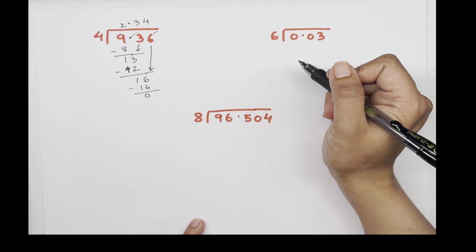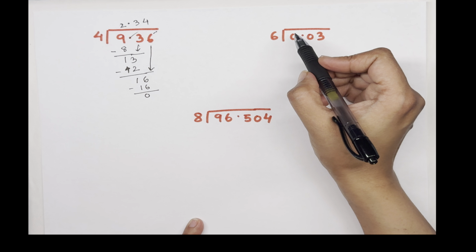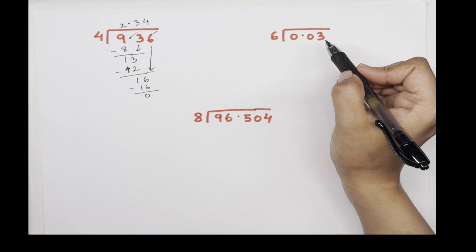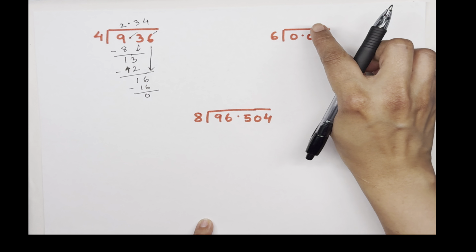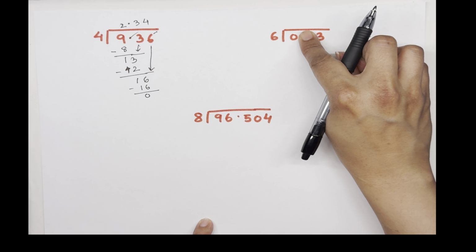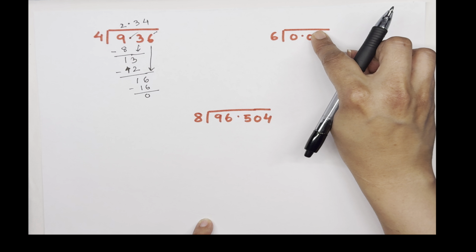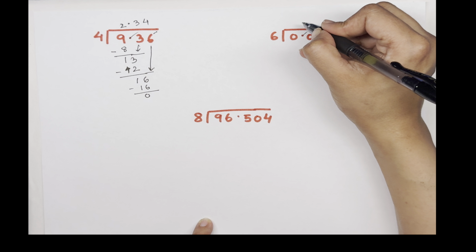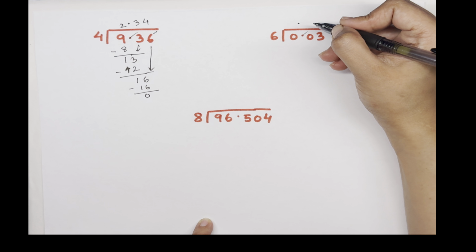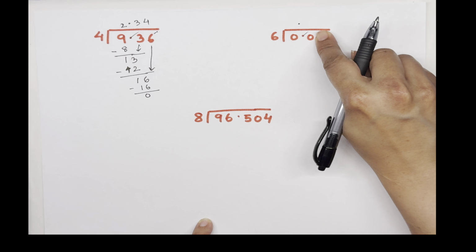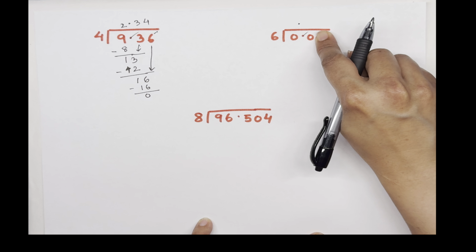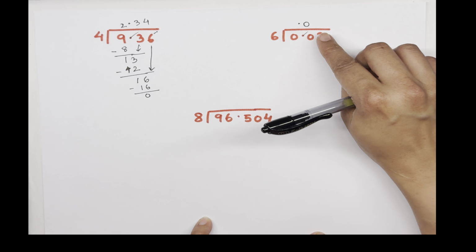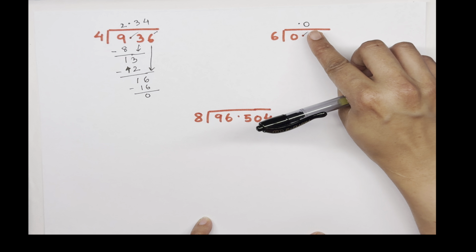Now let's focus on our next problem. 0.03 divided by 6. So definitely it's not going. We cannot take the second number because there's a decimal in between. Let's take out the decimal and put it on the top, which is in the quotient. Is this going? No, still it's not going. So put a 0.